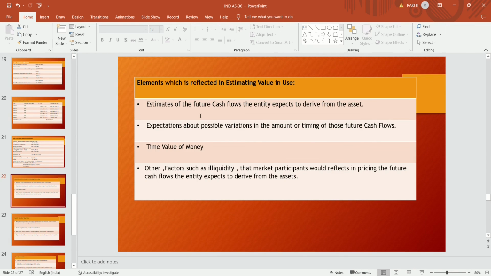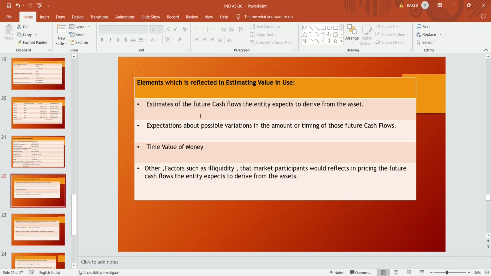Now we will find out the elements which are reflected in estimating the value in use. What are the elements which we will take into consideration while estimating the value in use? Firstly, we will estimate the future cash flow of the entity expected to derive from the asset, from that underlying asset. How the company will estimate the future cash flow from that underlying asset.